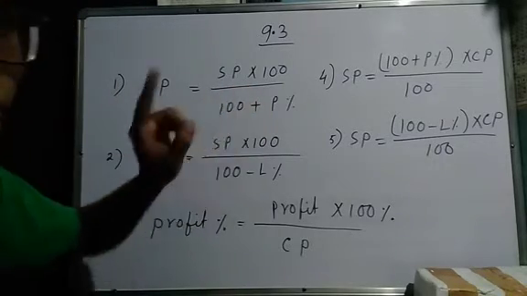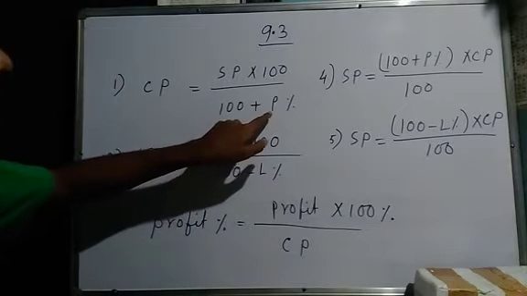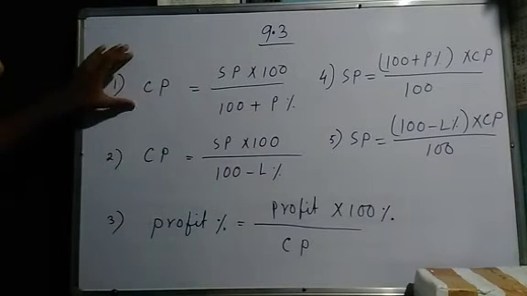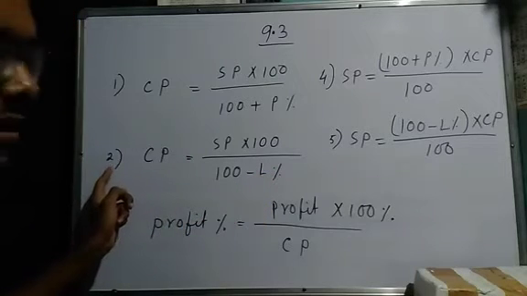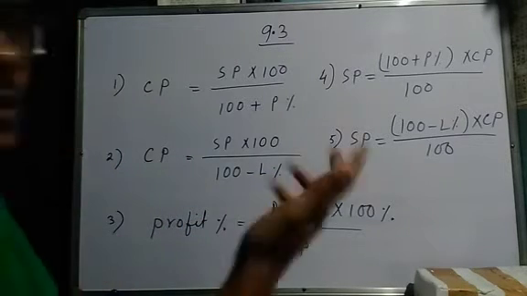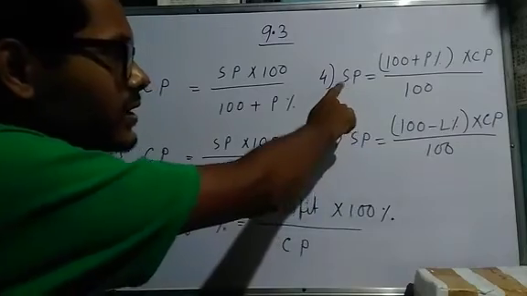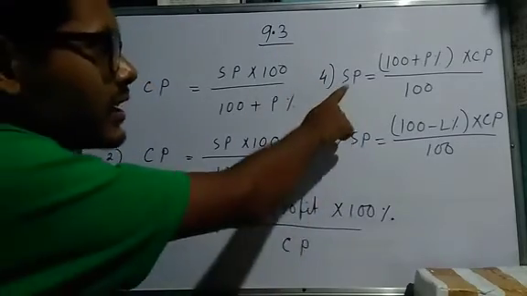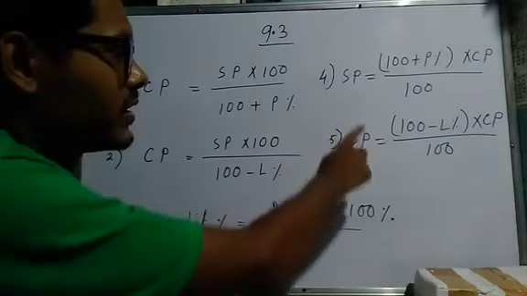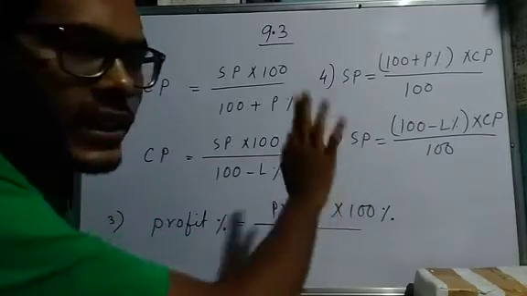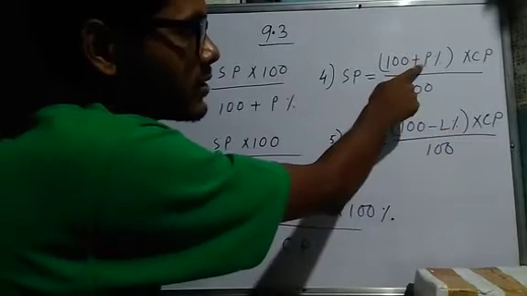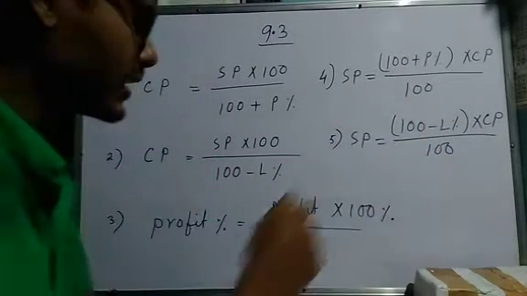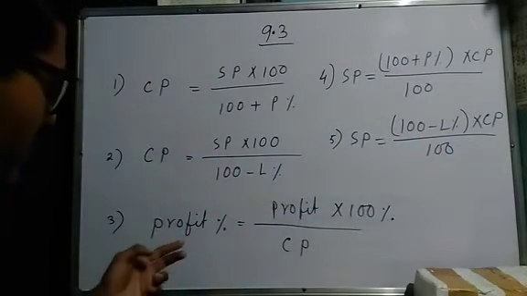When profit is given, where P means profit, I will use formula number 1. When loss is given, then I will use formula number 2. Similarly, in case of SP, how will you calculate SP? SP means selling price. By using these two formulas, we can calculate the selling price of a product when profit and loss are given. P means profit, L means loss, and the last two formulas are based on profit percent.